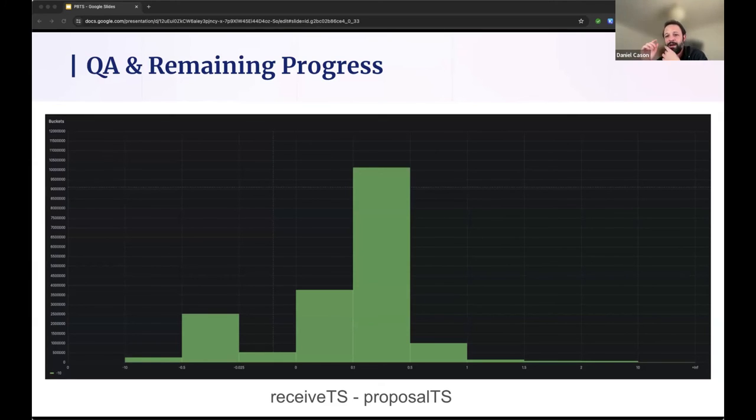Regarding the question of adaptive message delays, assume here that you put the message delay to 100 milliseconds. We have a very big portion of the messages that will never be delivered in less than 100 milliseconds.